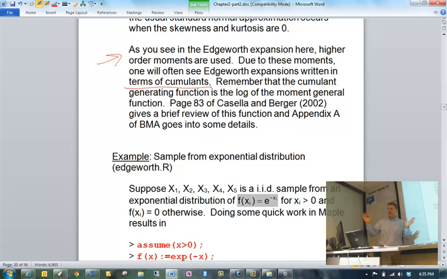Cumulant generating functions are great. If you don't remember what they are, essentially they're just the log of your moment generating function. That's it. So with a moment generating function, if you take the derivative with respect to t, set t equals 0, you get the mean. If you take the second derivative of the moment generating function, set t equals 0, you get the second moment, in other words, the expected value of x squared.